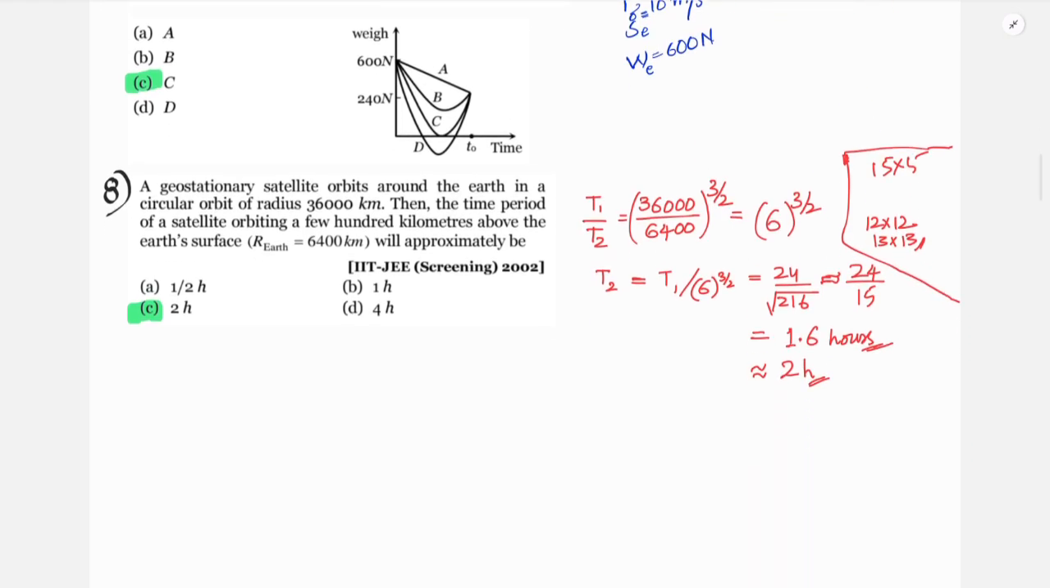Next, question number 8. Basically this is a procedure for anything. We know the time period is proportional to the cube of the radius. We already discussed geosynchronous satellites at around 36,000 kilometers height. But we also learned about low Earth orbits, where we studied polar satellites. For polar satellites, the time period, as we already discussed, is around 100 minutes.